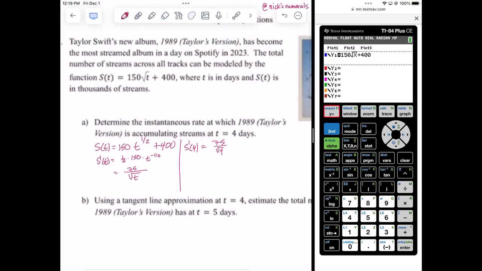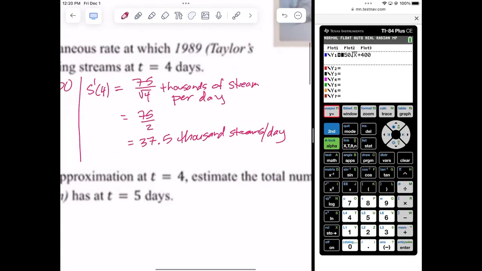And what would the units be? Thousands of streams per what? Per day. It's a rate of change. Now we could probably clean it up a little bit. That's 75 divided by 2, and what's half of 75? 37.5 thousand streams per day. Now we can actually take the 1,000 units and move that over 3 decimal places, so that would be 37,500 streams per day.